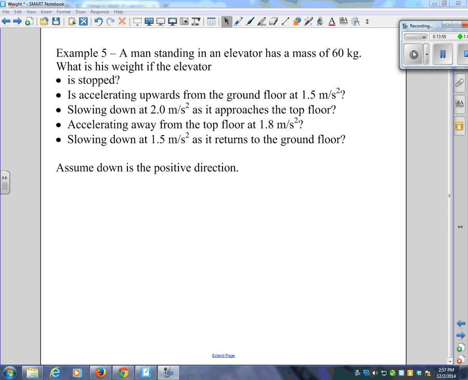I don't know why I have this in here. I don't like that one little bit.